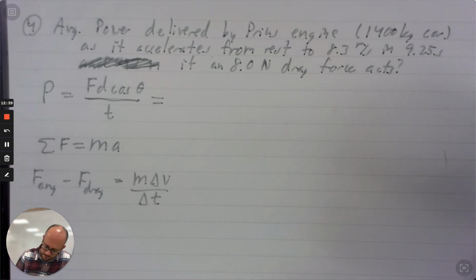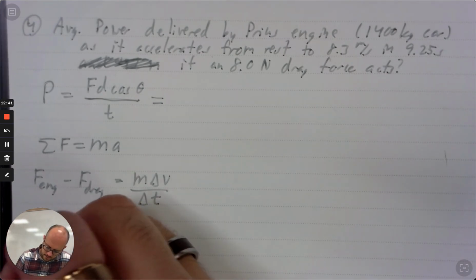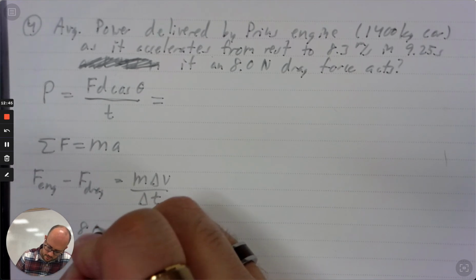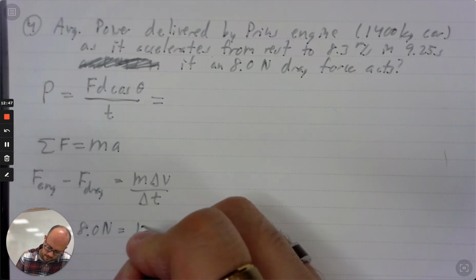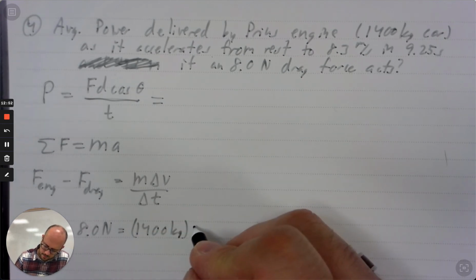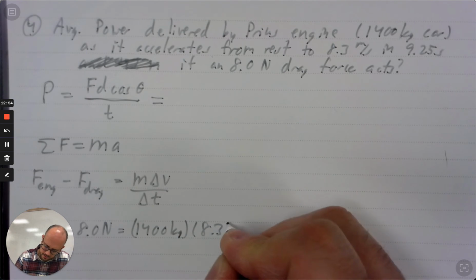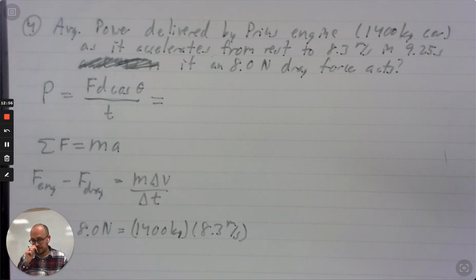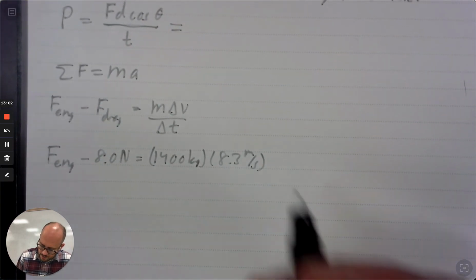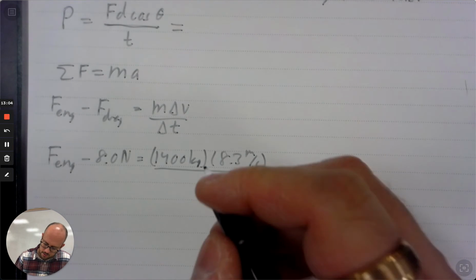To fill this in, I have the force of the engine minus 8 newtons equals 1,400 kilograms. The change in velocity is going to be 8.3 meters per second, so it's going from 0 to 8.3. Let me move that up so you can see it all. Divided by the 9.25 seconds.